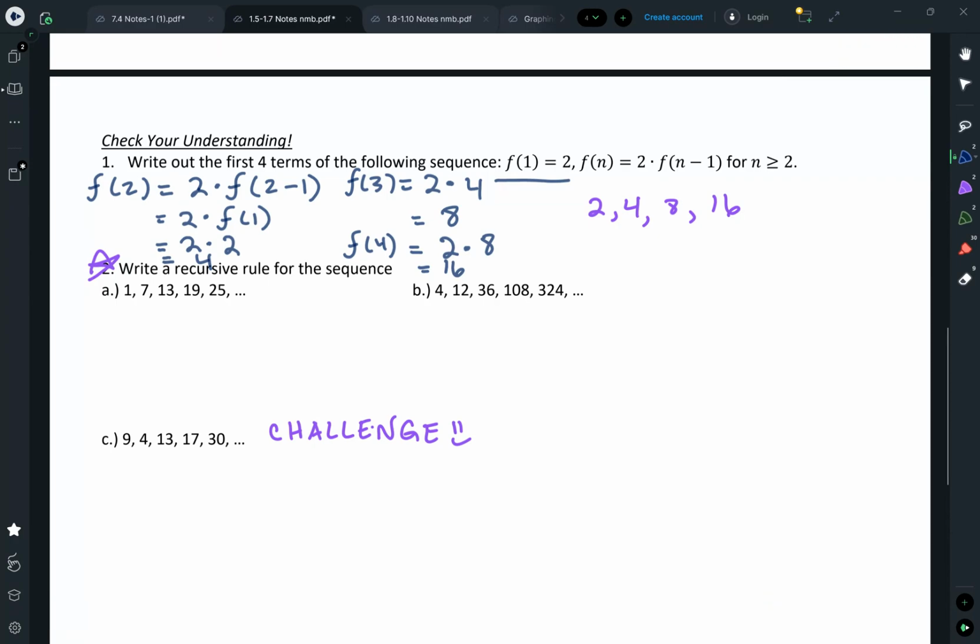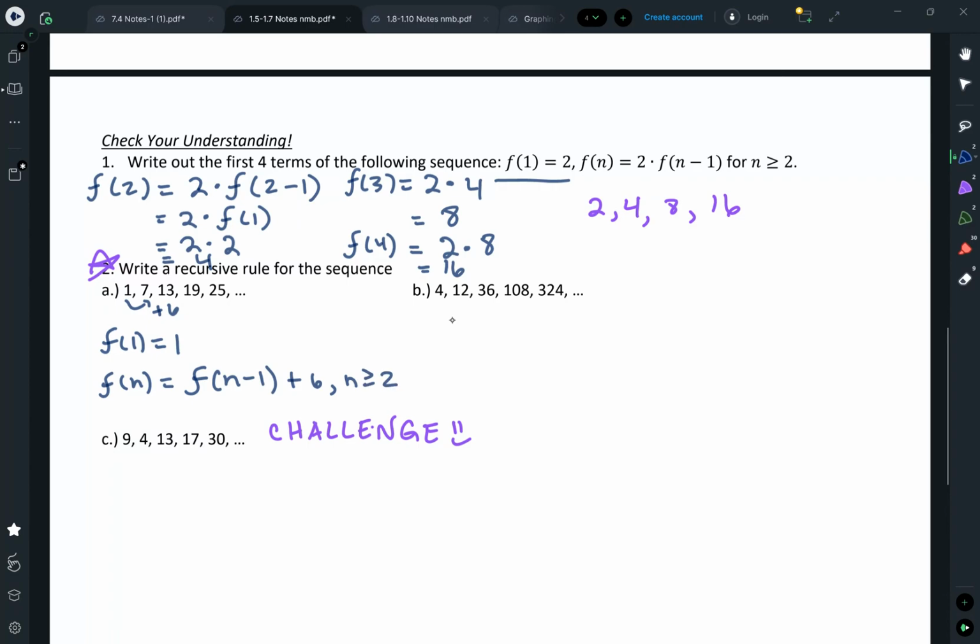So the first one looks like it's f of 1 equals 1. And then we have to decide, are we adding or multiplying? It looks like we're adding 6 each time. So f of n is going to be the previous term, f of n minus 1, plus 6. And that is for n greater than or equal to 2.